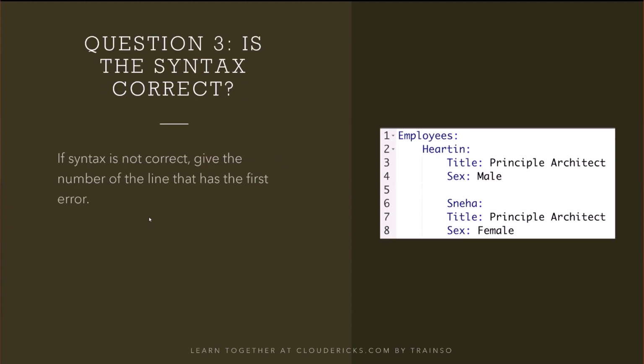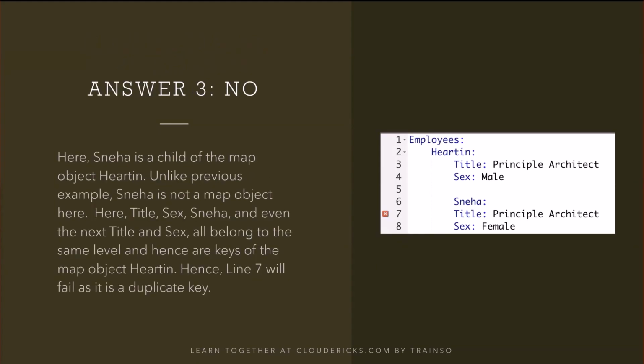Question 3, is the syntax correct or not? If not correct, give the number of the line that has the first error. The syntax is not correct. Sneha is a child of the map object Hartin. Unlike the previous example, Sneha is not a map object here. Title, sex, Sneha, and even the next title and sex all belong to the same level, and hence are the keys of the map object Hartin. Line 7 will fail as it is a duplicate key.